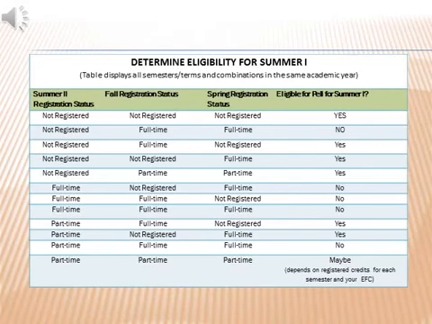Determine eligibility for Summer 1 table. In general, if you were full-time for 2 semesters during this academic year, you have no Pell remaining. Please look at the table to see if you may be eligible for aid if you were part-time. The table displays all semesters, terms, and combinations in the same academic year.